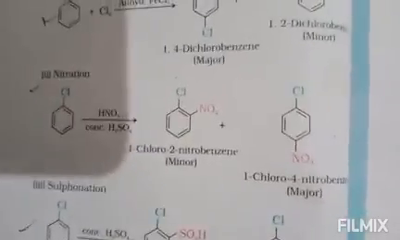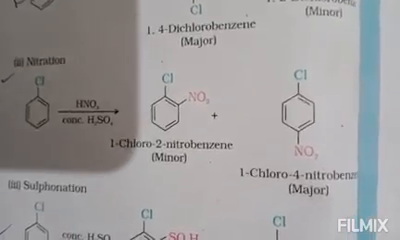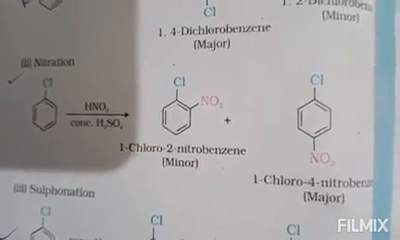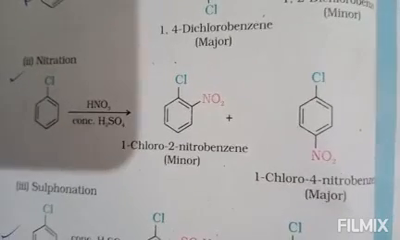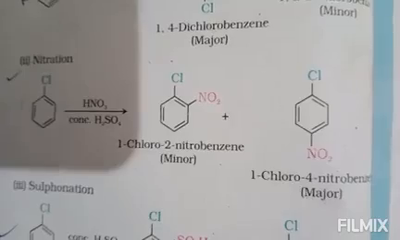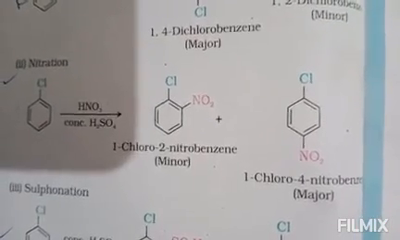Same thing like this in the nitration also. Nitration means this chlorobenzene combined with fuming nitric acid. The mixture of HNO3 with H2SO4 is called fuming nitric acid. So if you mix chlorobenzene with fuming nitric acid, then we get 1-chloro-2-nitrobenzene as a minor product and 1-chloro-4-nitrobenzene as a major product.